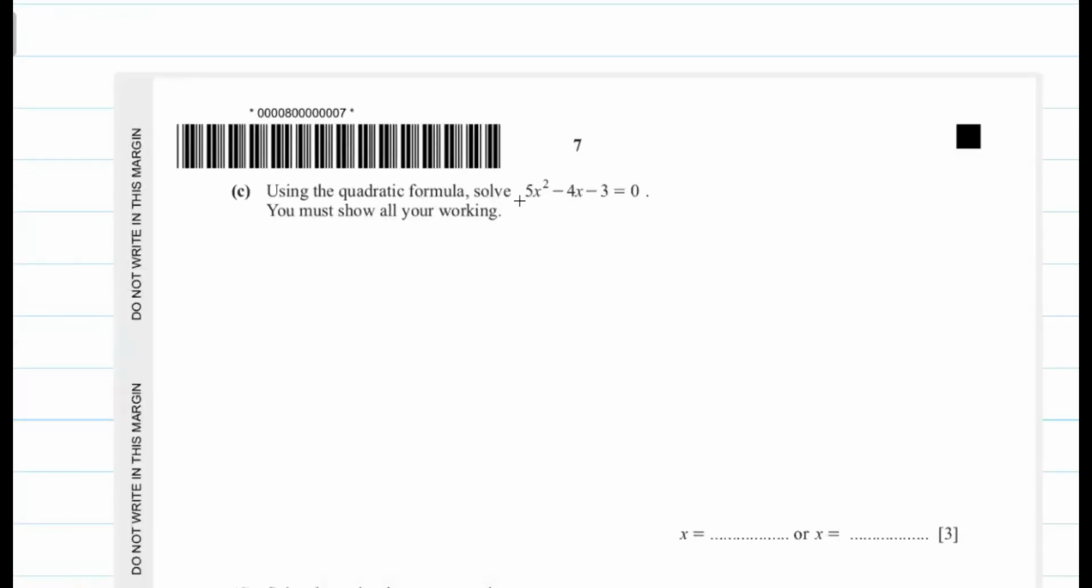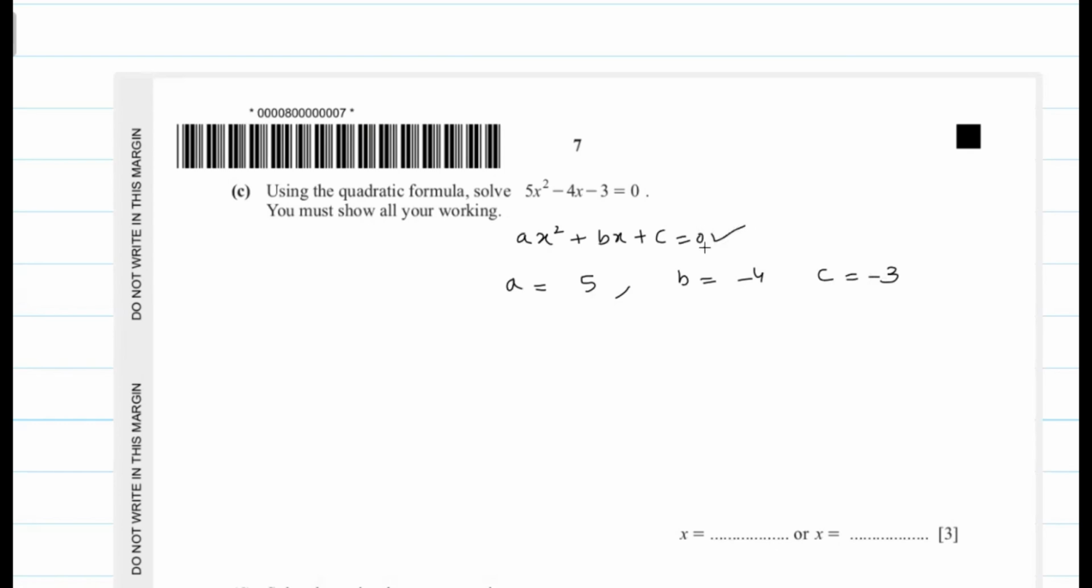Part C: using the quadratic formula, solve the equation. Look here, this is the quadratic equation. We will compare this quadratic equation to the equation ax squared plus bx plus c equal to 0. According to this equation, the coefficient of x squared is a, the coefficient of x is b, and the constant we name as c. Therefore, a will be 5, b will be minus 4, and the constant c is minus 3.